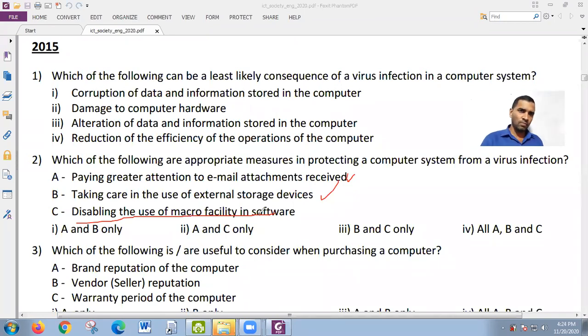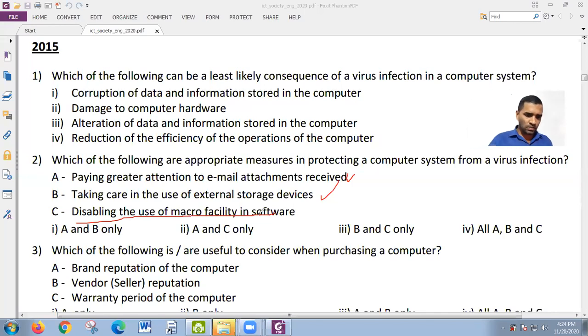Earlier, Microsoft enabled the macro facility in MS Word and Excel. But once a virus attacked that facility macro, then Microsoft turned them into disabled. Now you can check macro is disabled in even Excel and Word.